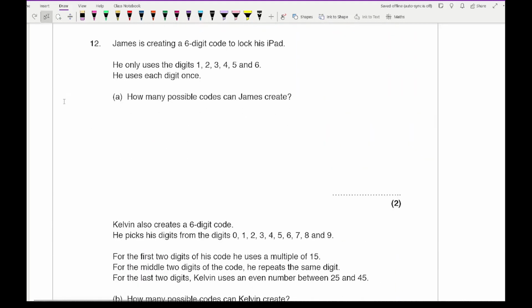Then moving on to question 12, it says that James is creating a 6-digit code to lock his iPad. He only uses the digits 1, 2, 3, 4, 5, 6. He uses each digit once. How many possible codes are there?